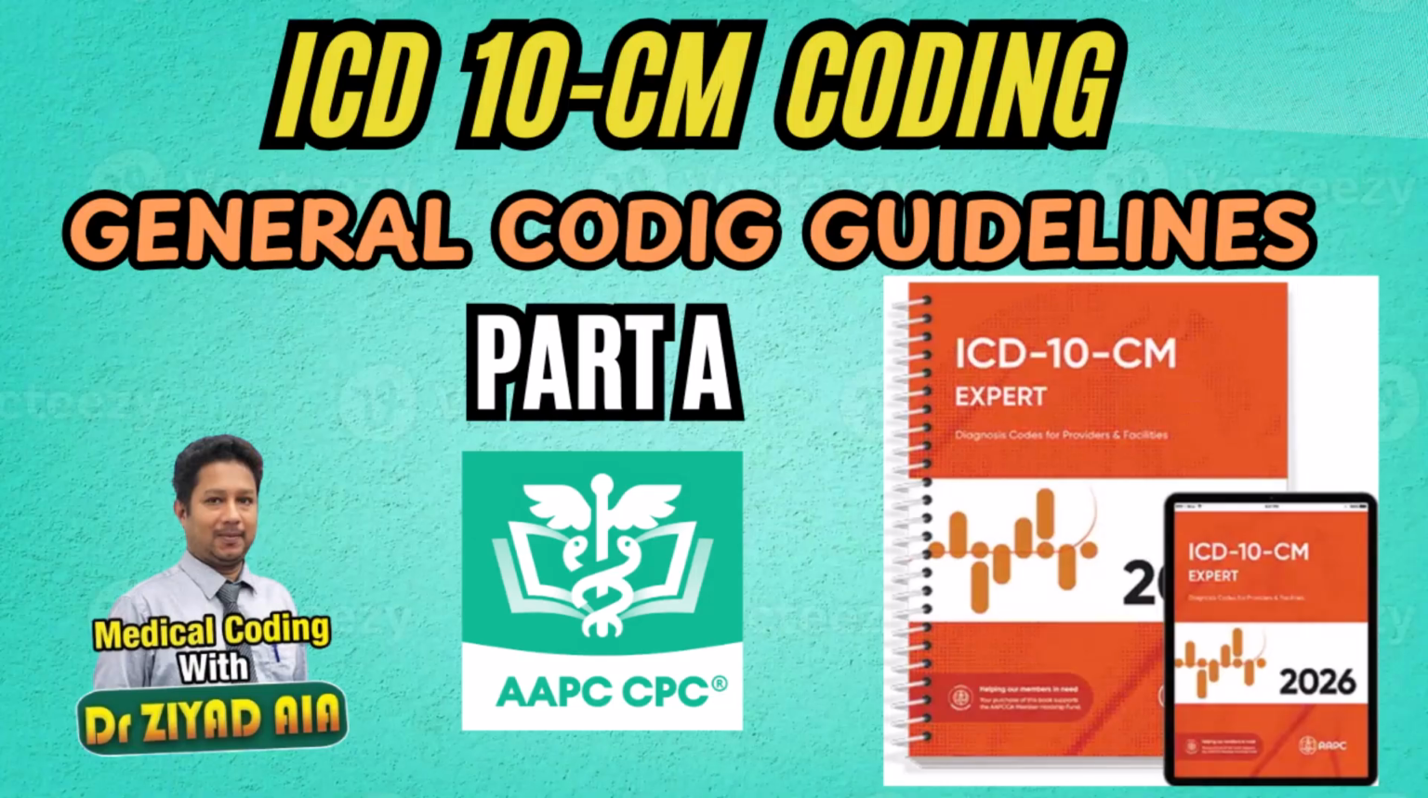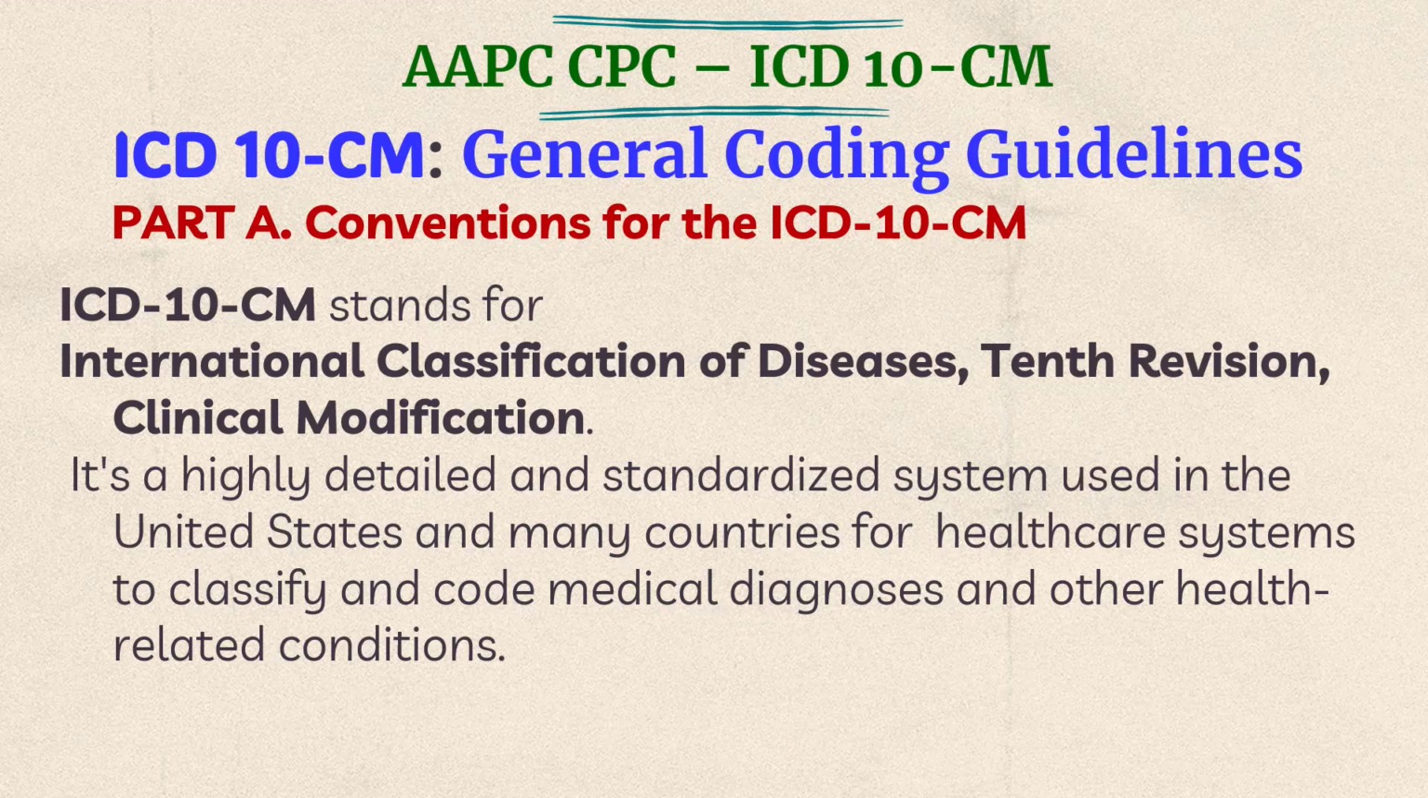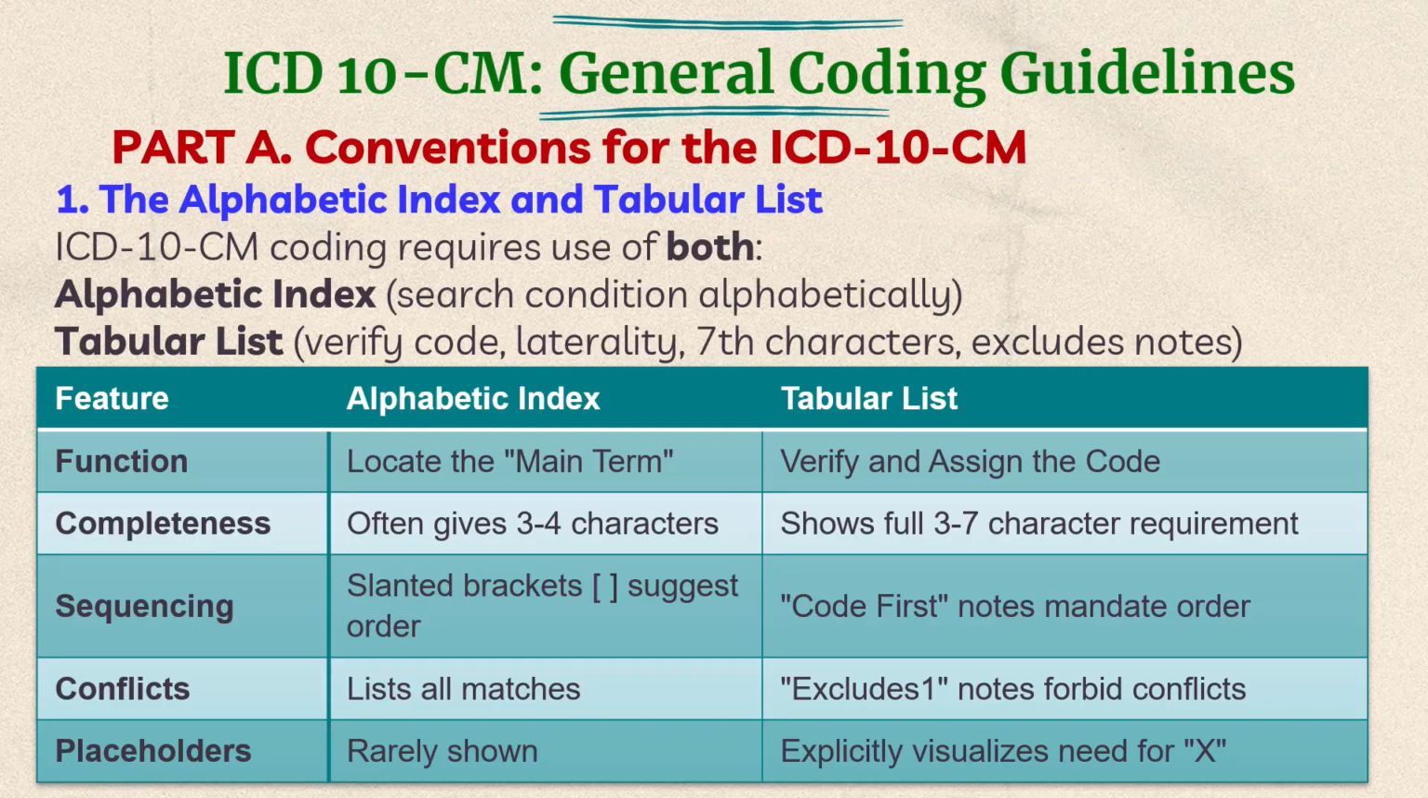In this video, we are going to see ICD-10-CM General Coding Guidelines. We are going to learn in two parts, Part A and Part B. In Part A, we are going to see the coding conventions. ICD-10-CM stands for International Classification of Diseases 10th revision clinical modification. So in this part, we'll see the convention for the ICD-10-CM. There are 19 elements available.